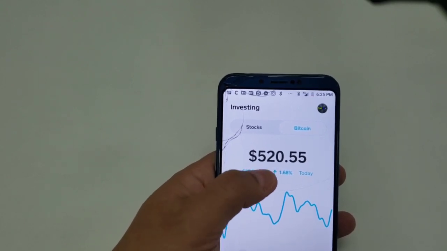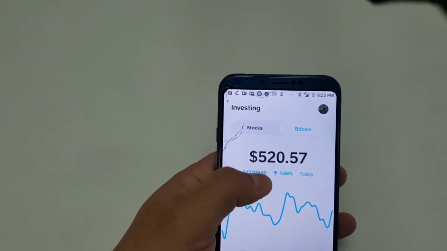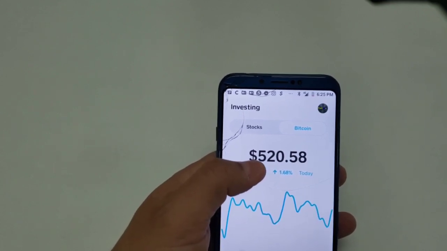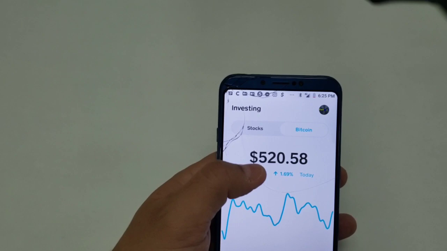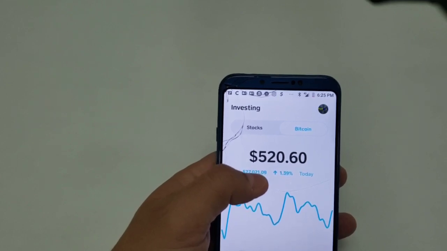So let's say this happens 10 times in the next 20, 30 minutes. Well, it's like another $10, but hey, $10 for 20, 30 minutes of work, it's not bad. It's like $20 an hour. And you're doing this at the comfort of your home. So we're just gonna wait and see.